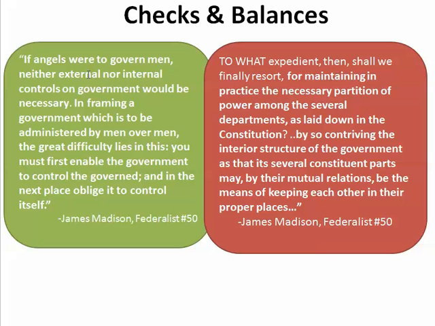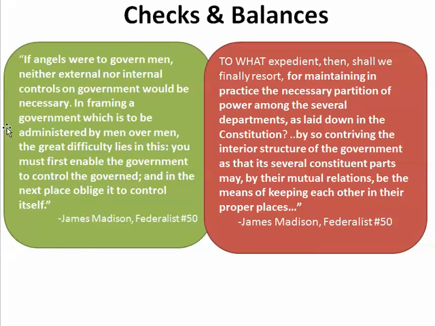Alright, so let's look at his Federalist number 50. Remember, there's 85 of these. Here's number 50. If angels were to govern men, neither external nor internal controls on government would be necessary. In framing a government which is to be administered by men over men, the great difficulty lies in this. You first must enable the government to control the governed, and in the next place oblige it to control itself.